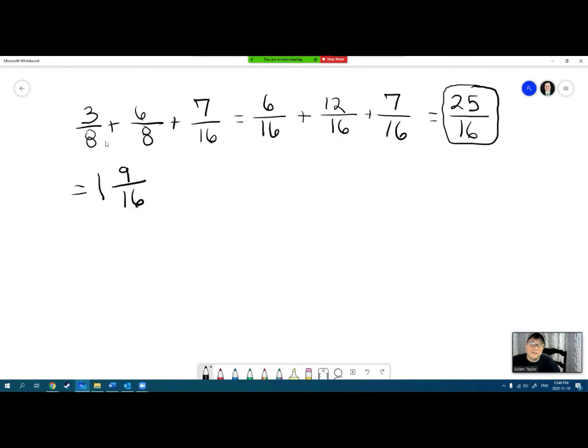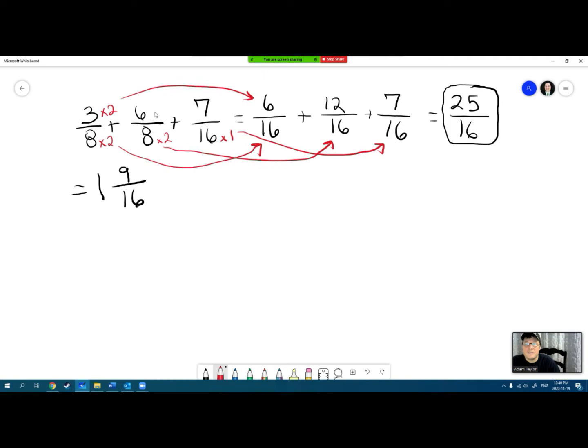Whatever we multiply the denominator by, okay, so 8 times 2 gives us 16, right? And 8 times 2 gives us 16. And 16 times itself gives us 16. So whatever we multiply the denominator by, we have to multiply the numerator by. So 3 times 2 is 6. 6 times 2 is 12. And 7 times itself is 7. And that's how we ended up with 25/16.